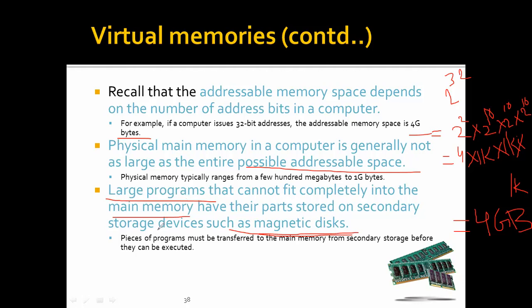Why are we using secondary storage devices? The pieces of programs must be transferred to the main memory from secondary storage before they can be executed. So we store programs in secondary storage, and whenever the data is required, that data will be transferred from the secondary storage to the main memory.